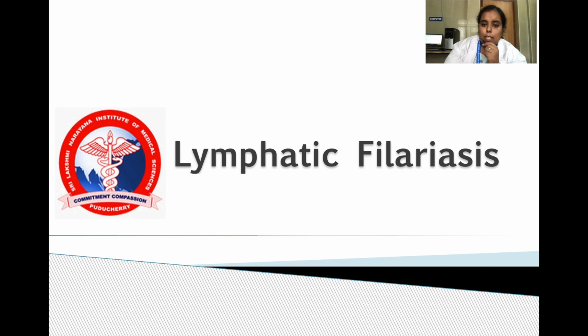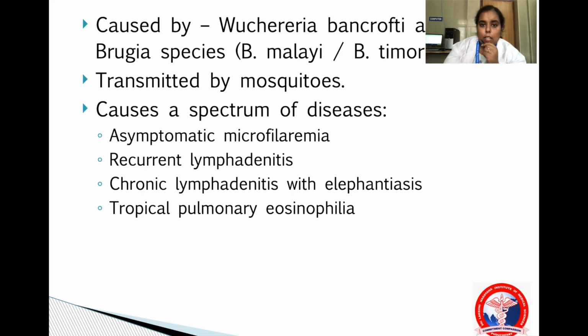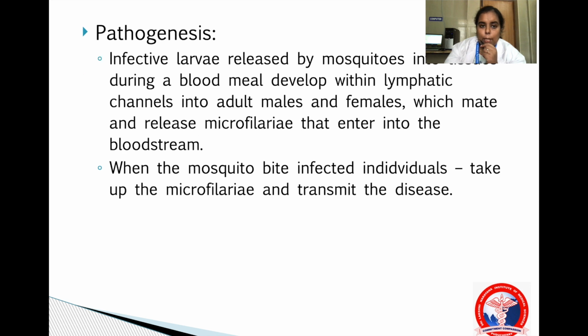Coming to the next and last organism, filariasis. It's caused by Wuchereria bancrofti and Brugia species. It's transmitted by mosquitoes and causes a spectrum of diseases. Either it can be asymptomatic, recurrent lymphadenitis, chronic lymphadenitis with skin changes like elephantiasis, and lastly tropical pulmonary eosinophilia.